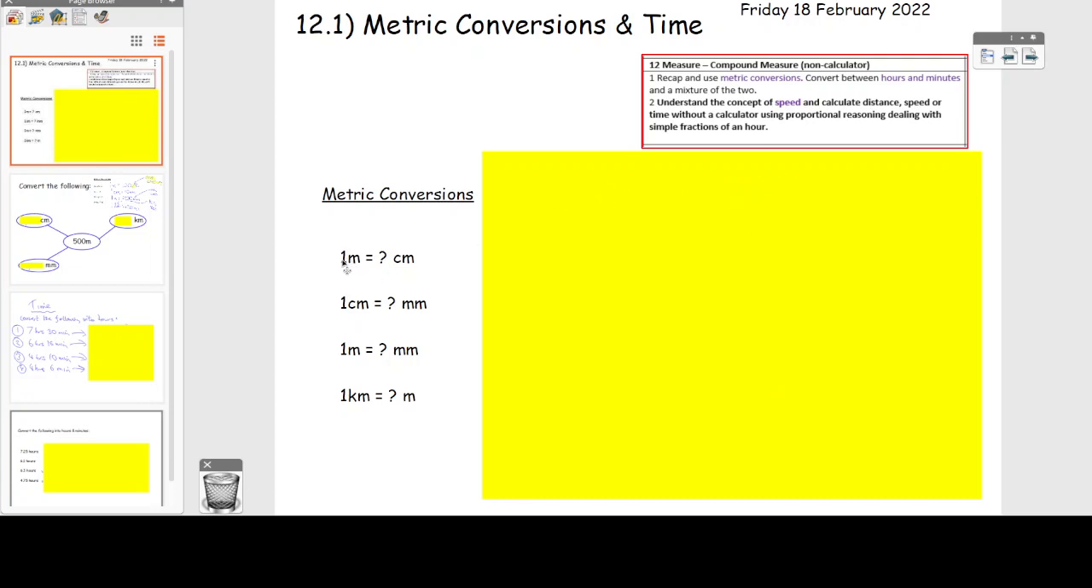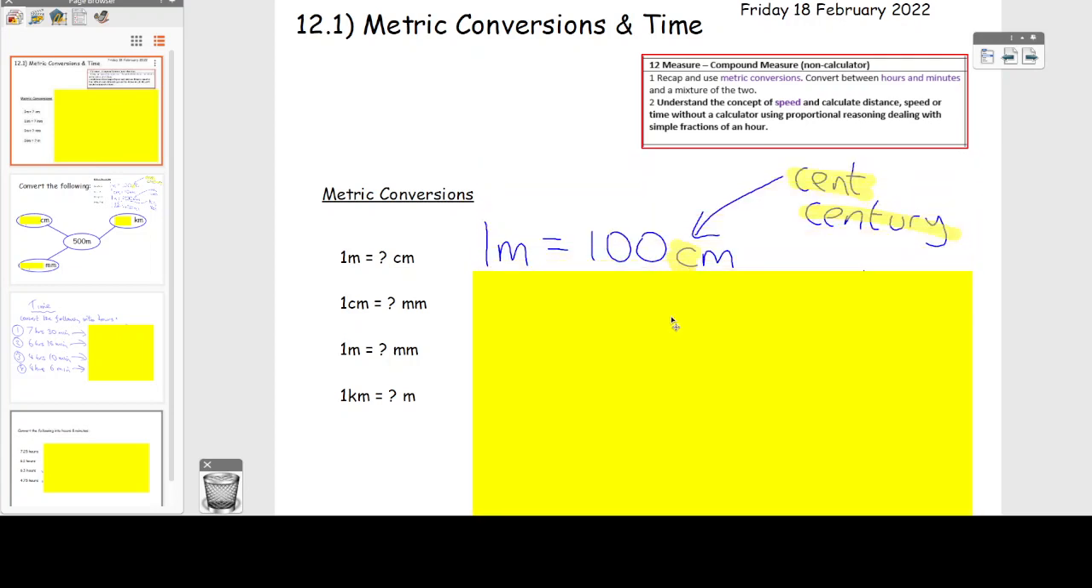So 1 meter is how many centimeters? Now, cent means like century. A century is 100. So whenever there's cent in it, think of 100. So 1 meter is 100 centimeters. So cent is 100. Everything else is really 1,000. So whenever you hear milli or kilo, think of 1,000.